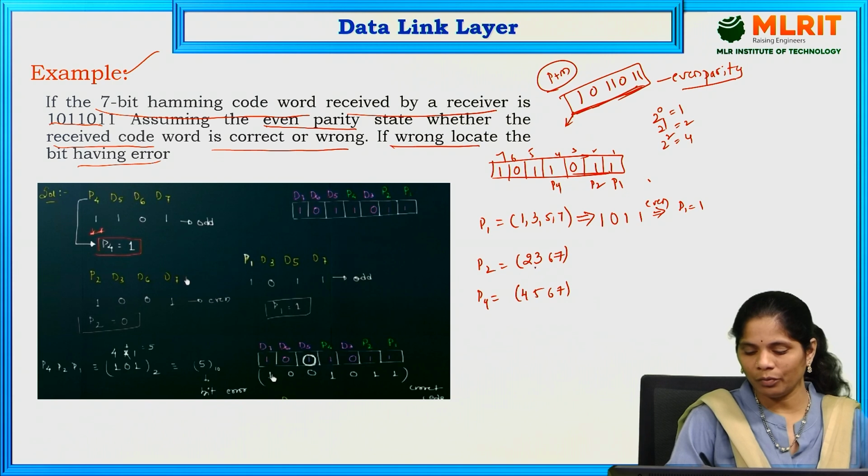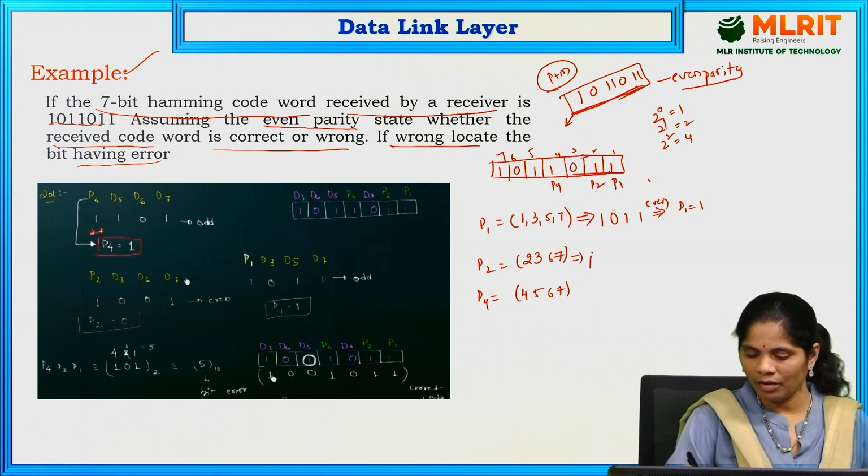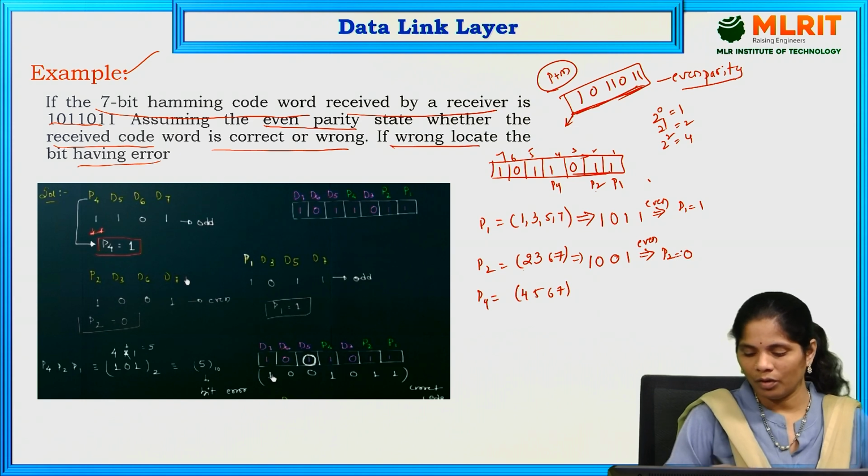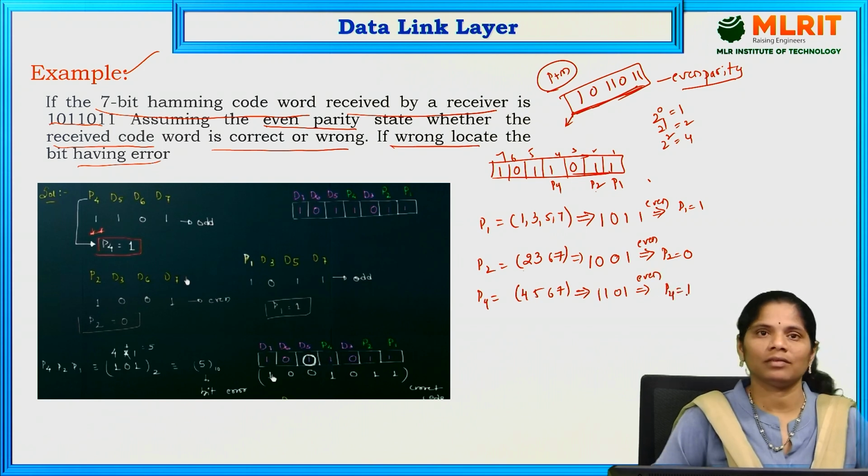Coming to P2: positions 2, 3, 6, 7. Position 2 is 1, position 3 is 0, position 6 is 0 and position 7 is 1. Applying even parity, the total number of ones is 2, so P2 equals 0. Next, positions 4, 5, 6, 7: 1, 1, 0, 1. Applying even parity, the total number of ones is odd, so P4 equals 1.